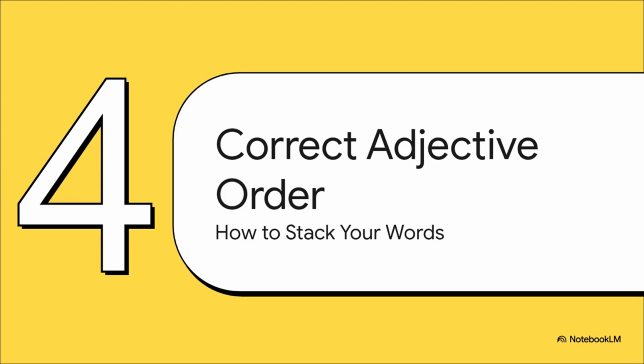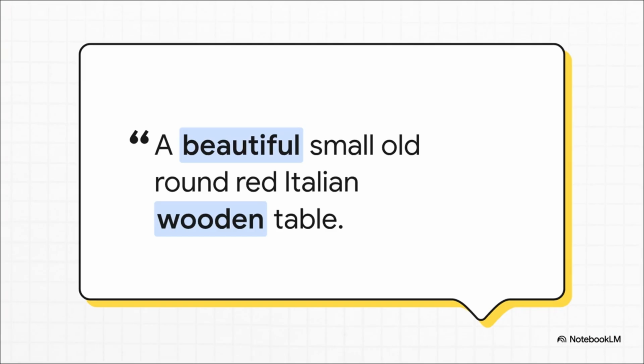All right, let's get into something that can trip up even advanced English speakers: the correct order for adjectives. When you want to use a few adjectives to describe one thing, you can't just throw them in there randomly. Believe it or not, there's a secret, unwritten order that native speakers just kind of feel. Just listen to this sentence. A beautiful, small, old, round, red Italian wooden table.